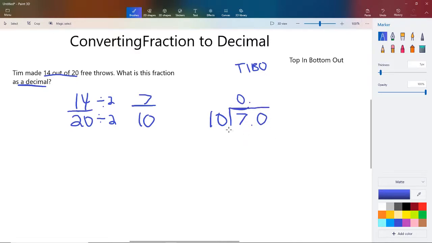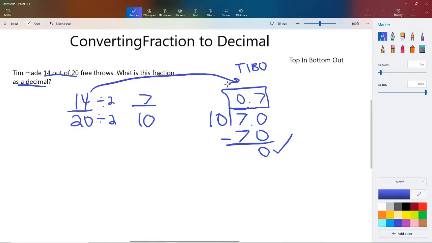And put a 0 behind it. How many times can 10 go into 70? 7 times. 10 times 7 is 70. We subtract those. We have a remainder of 0. That tells us in division that we're done. So our answer is that 14 out of 20 as a decimal is 7/10. And they're equal. They're equivalent. They're just in different forms. Alright, so hopefully we understand how to convert fractions to decimals. Hope this helped.